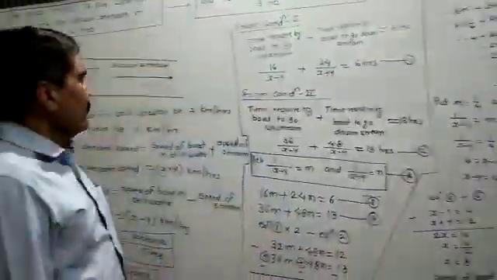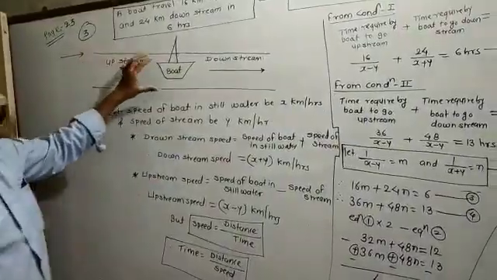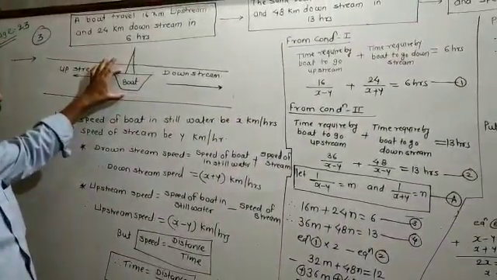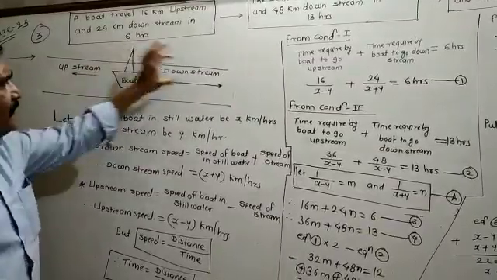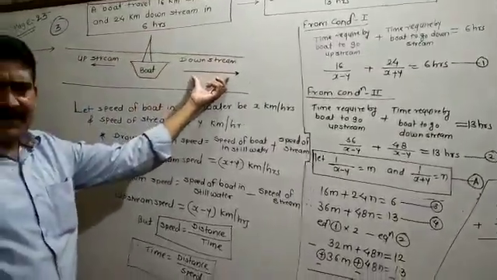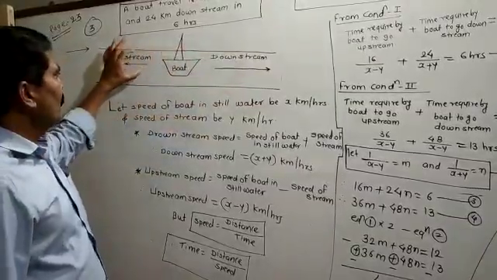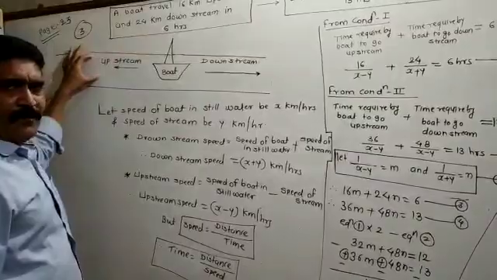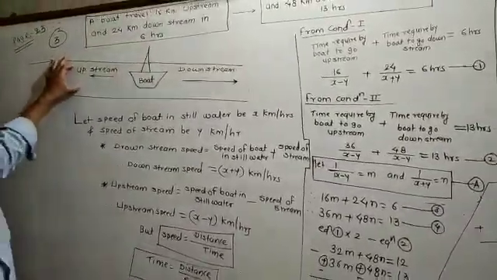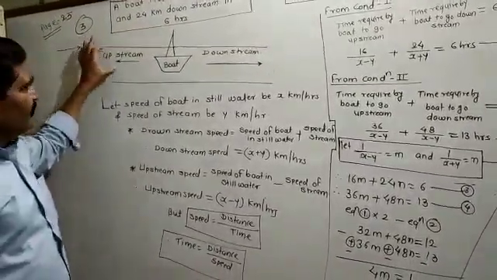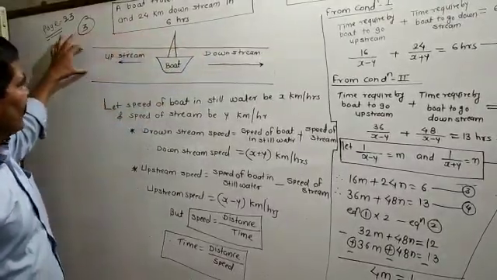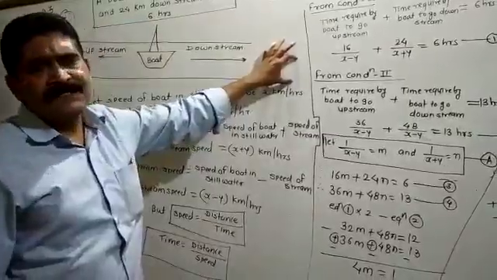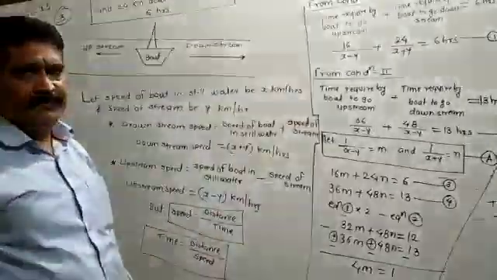So here I draw the diagram. This is the boat. When this boat will go with the stream, that one is called the downstream. When this boat will go in the opposite direction of the flow of the stream, that one is called the upstream. This is the upstream. When this will go in this direction, that time it is called the upstream, and when this will go in this direction, at that time it is called the downstream.